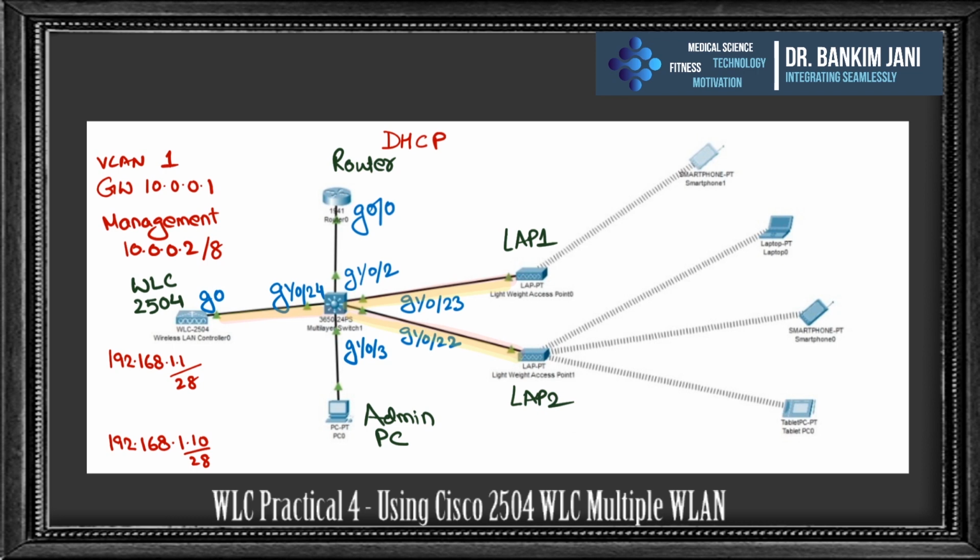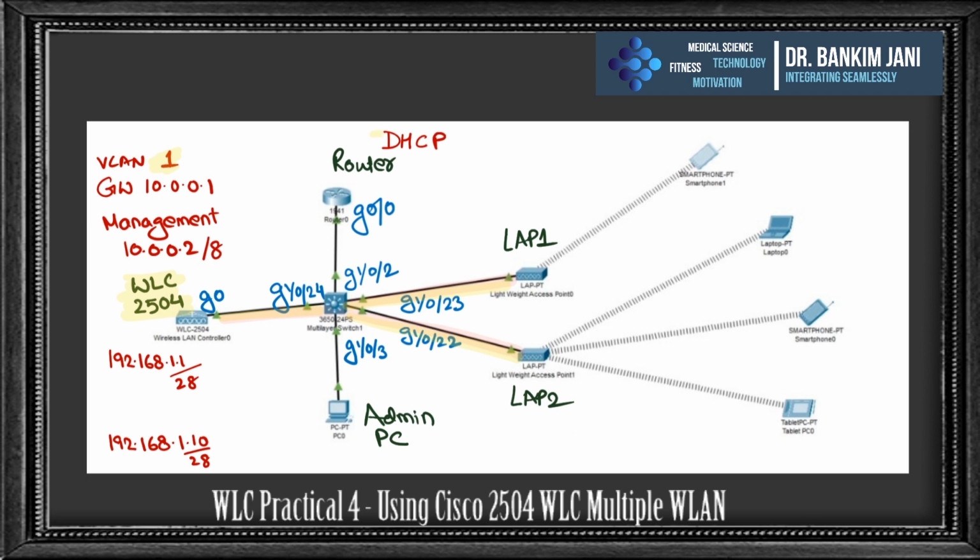Moving to the fourth part of our WLC practical. Now this time we'll be using the Cisco 2504 WLC for multiple VLANs and multiple WLANs. So over here, quite similar, this is WLC 2504, which we'll be using for VLAN 1, that would be our management VLAN, and then there will be VLAN 10 and VLAN 20.